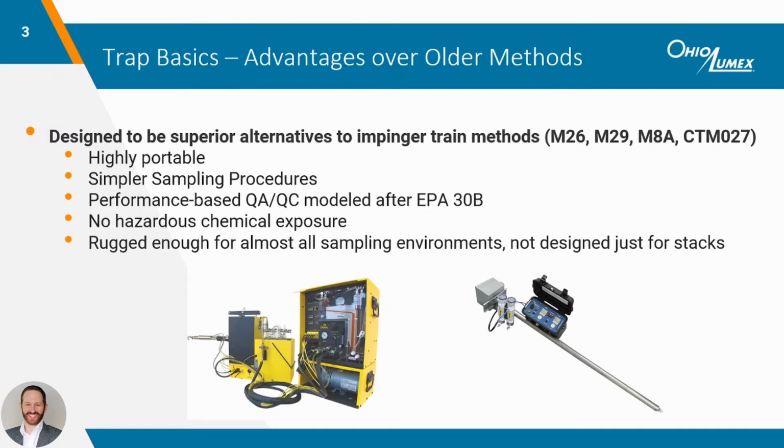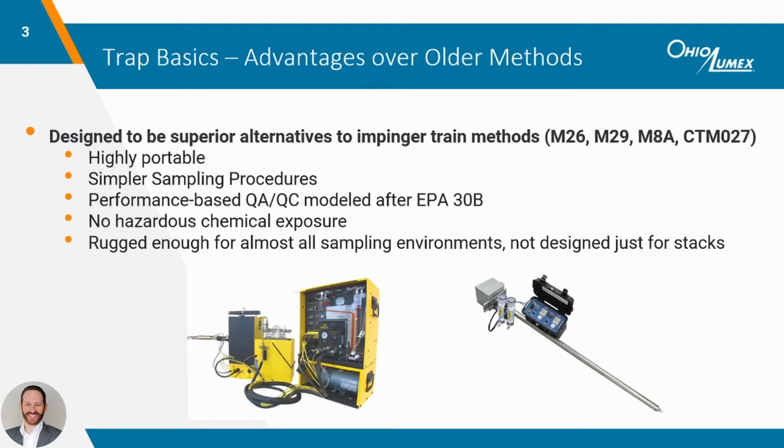The sampling procedure is much simpler than older methods, mostly due to the convenience of sampling through a dry material in situ rather than extracting the analyte into a condenser coil or series of impingers, which must then be rinsed and prepared for the next run. The use of performance-based QA/QC criteria, particularly pair agreement and field spike recovery, provides a solid advantage over impinger-based methods.